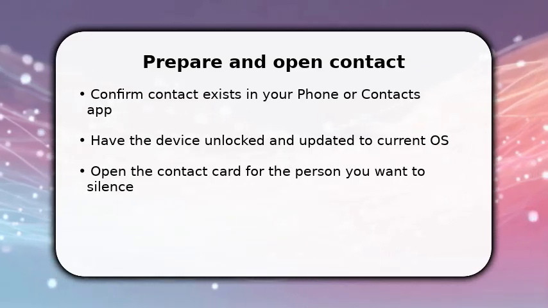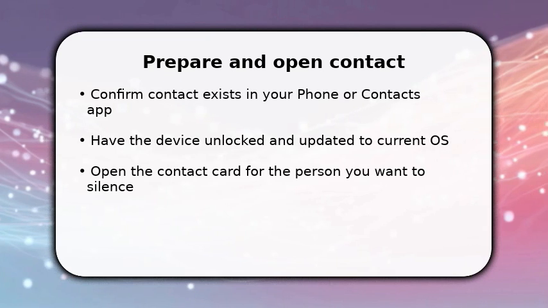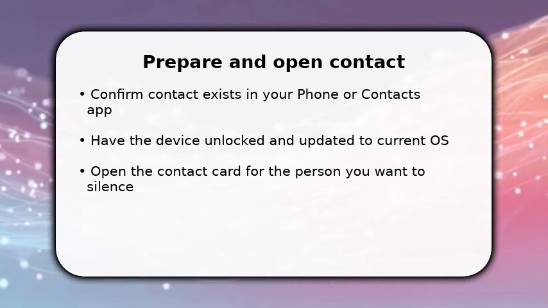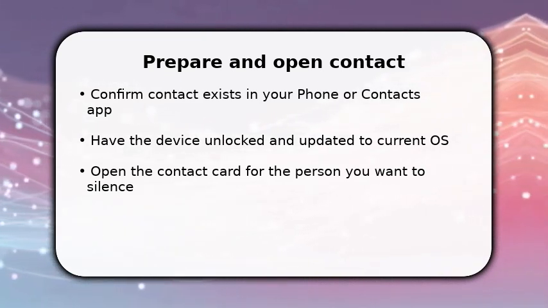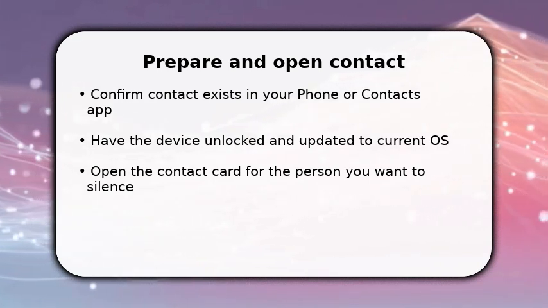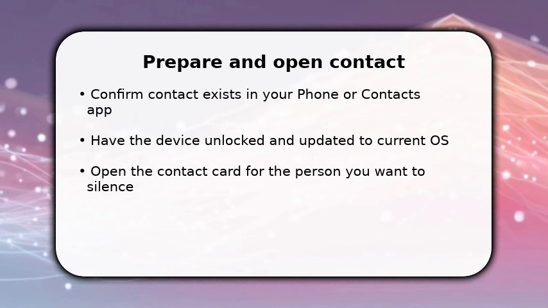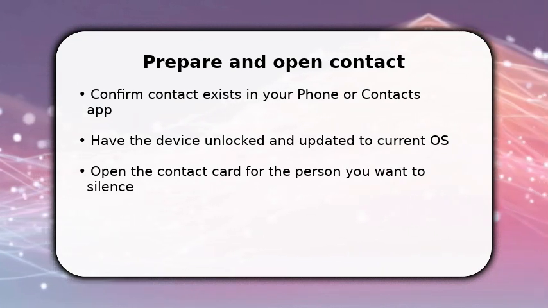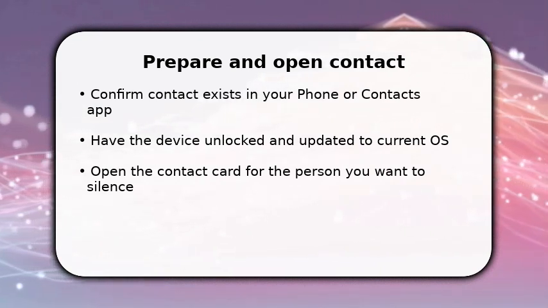You'll start by locating the contact and confirming the record is correct. This prevents silencing the wrong person. Once you open the contact card, scan for the messaging and call options so you know where controls live. If you use multiple apps, decide which app's notifications you want quieted.